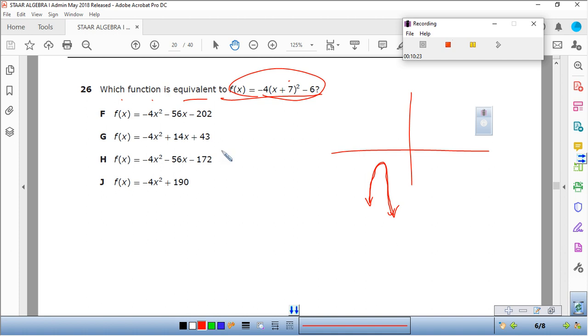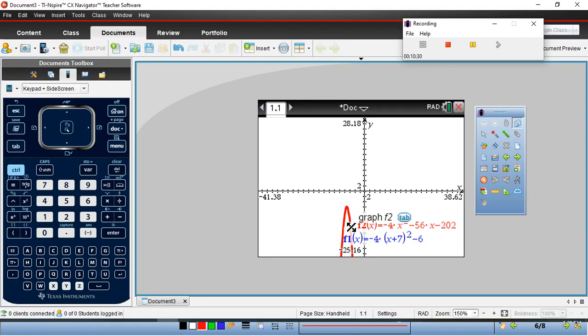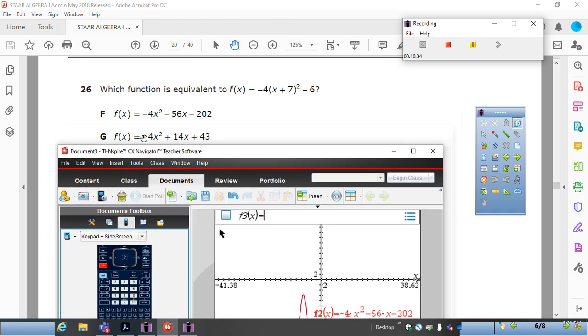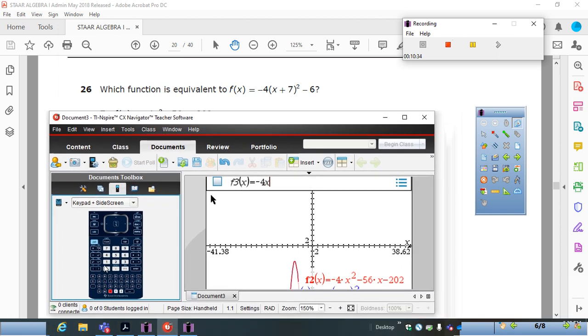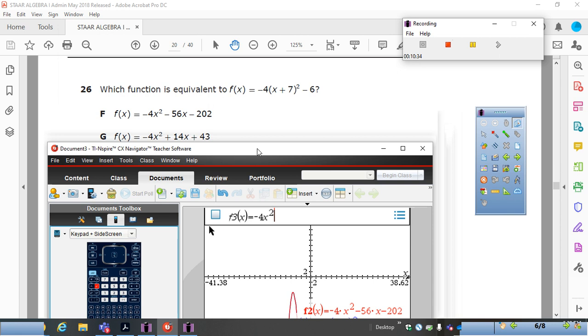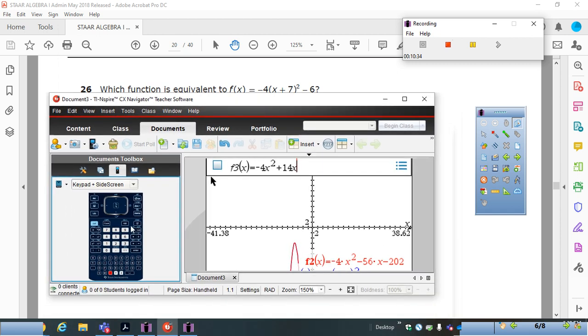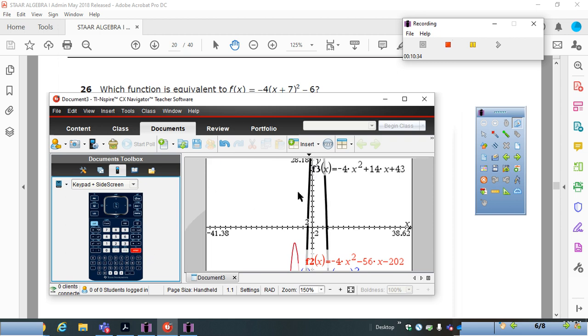Well, guess what I'm going to show you. Since I don't think y'all believe me that they're equivalent, I'm going to go to tab, and I'm going to show you that one. Negative 4x squared plus 14x plus 10x plus 43. Okay, are those equivalent? The black one and the red one.